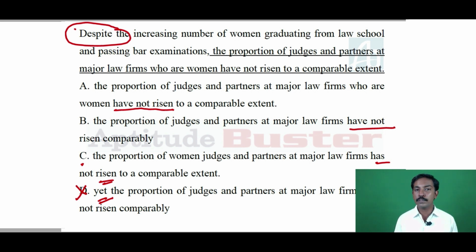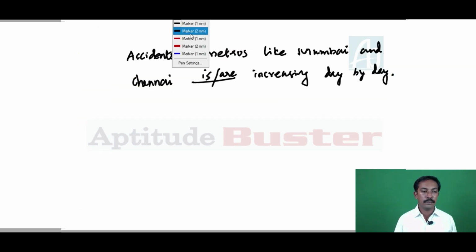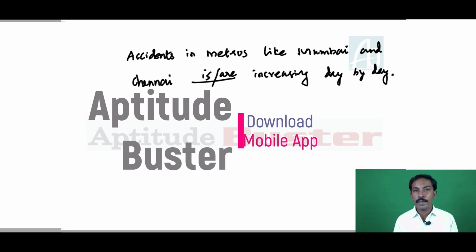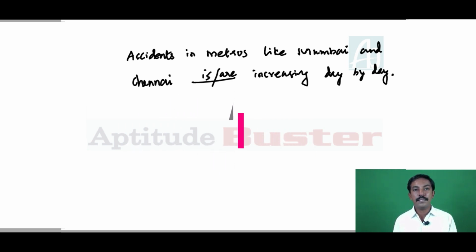So I'd like to explain this logic with an example. Please listen. Look at this example: "Accidents in metros like Mumbai and Chennai, blank, increasing day by day." You've been given two options: option 1 is the word "is" and option 2 is the word "are." If you're given this example, within no time, I would say that you would pick the verb "are" as the right thing. And you are indeed right.